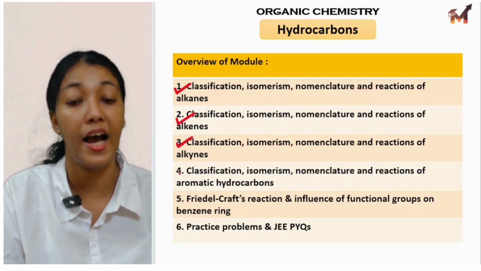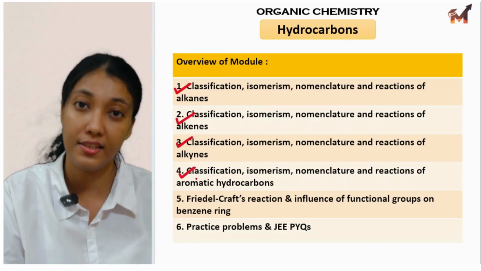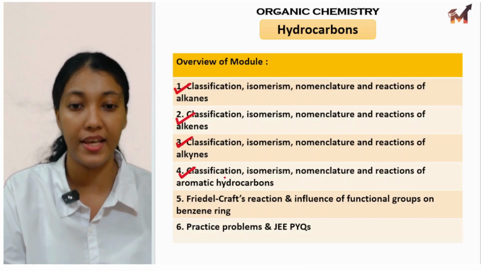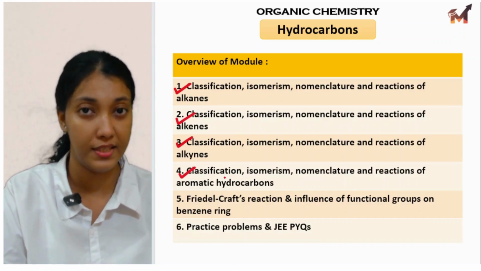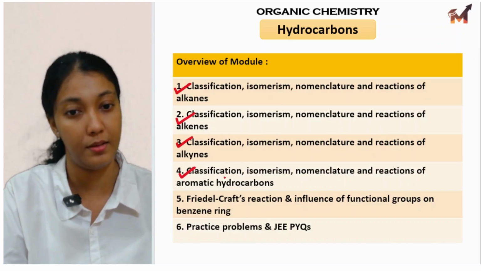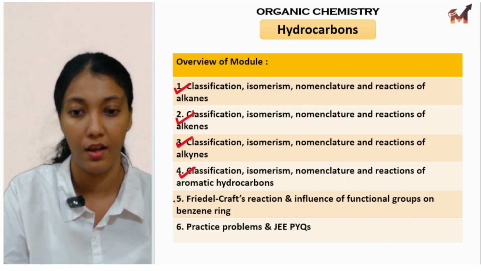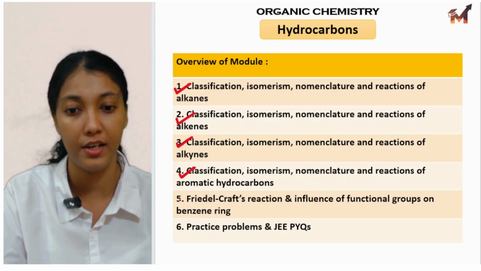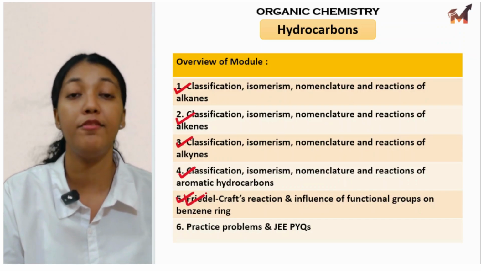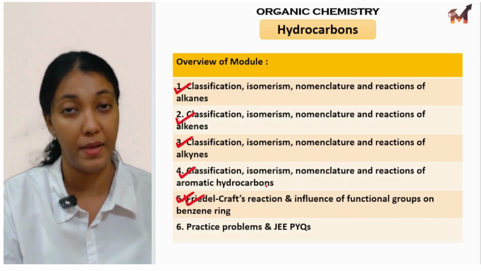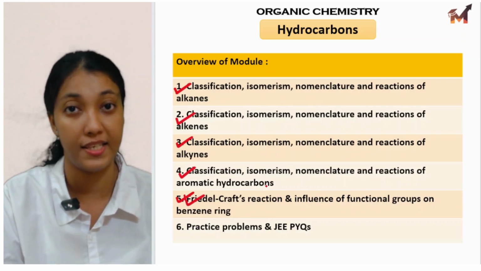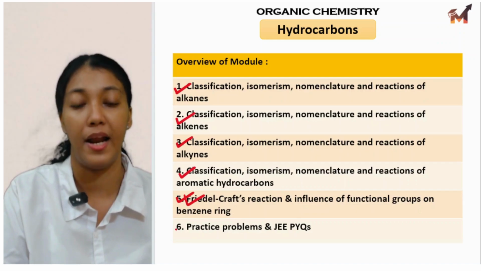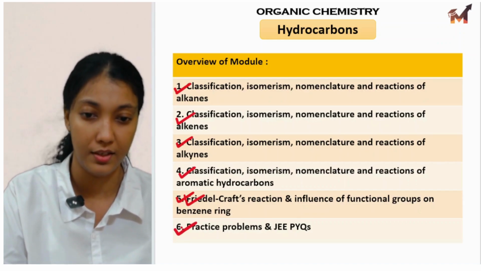And lastly, aromatic hydrocarbons. मतलब जो हमारे रिंग सिस्टम्स होते हैं, जैसे कि हमारा सबसे फेमस रिंग सिस्टम इन केमिस्ट्री इज बेंजीन, वैसे ही एरोमेटिक जो हाइड्रोकार्बन्स होते हैं, we will study its classification, isomerism, nomenclature and the reactions. और हम एक बहुत फेमस एंड बहुत इंपॉर्टेंट नेम रिएक्शन भी देखेंगे इसमें, which is Friedel-Crafts reaction and the influence of functional group in benzene ring. कि benzene ring में अगर हम functional group डालेंगे तो कैसा इफेक्ट रहेगा उसके ऊपर, we will study. And definitely again we will have practice problems and JEE previous year questions.